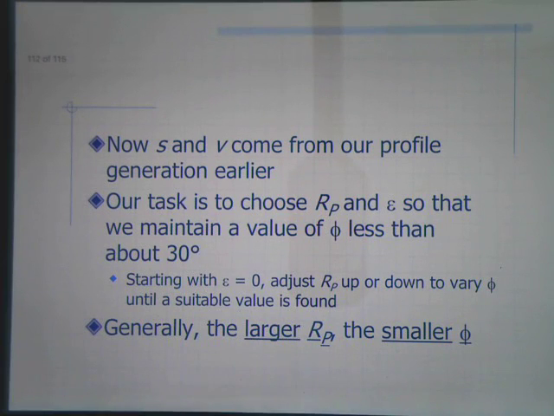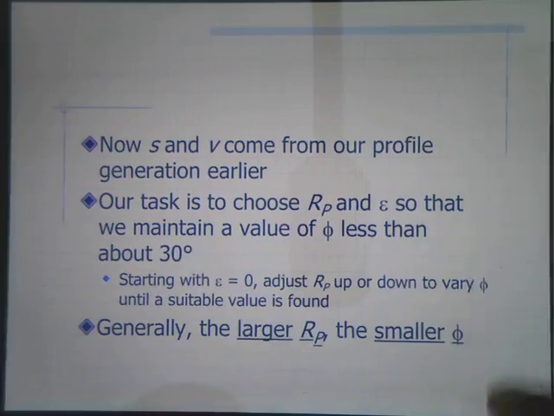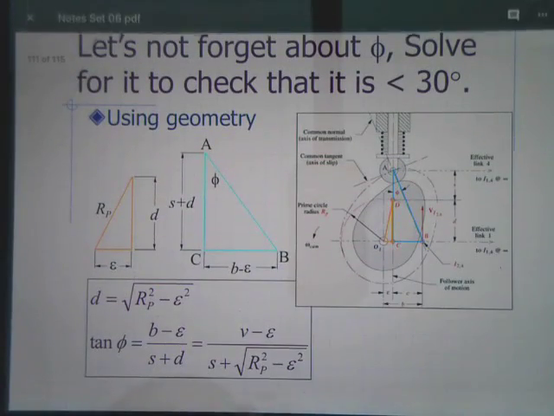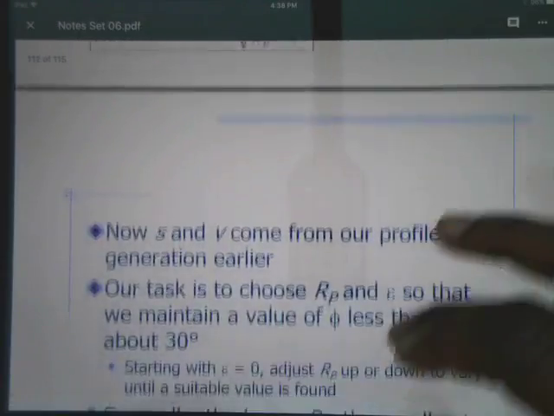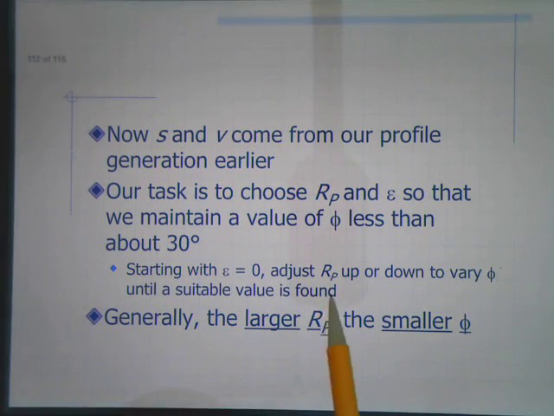So S and V come from our profile generated earlier. Our task is to choose RP and epsilon so that we maintain a value of V less than about 30 degrees. To do this, we generally start with an epsilon of 0. When we go to determine how big our RP should be, we start with an epsilon of 0, and then we adjust RP.